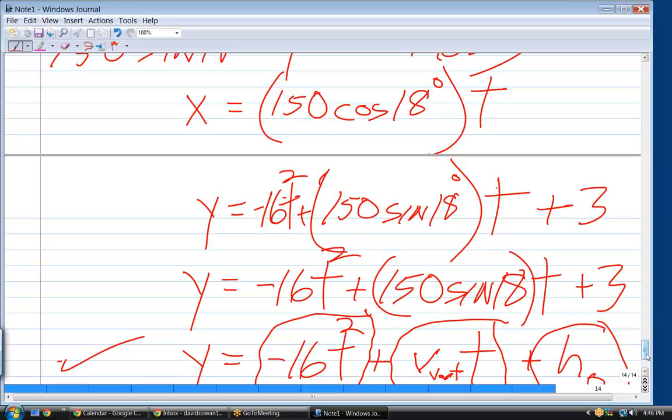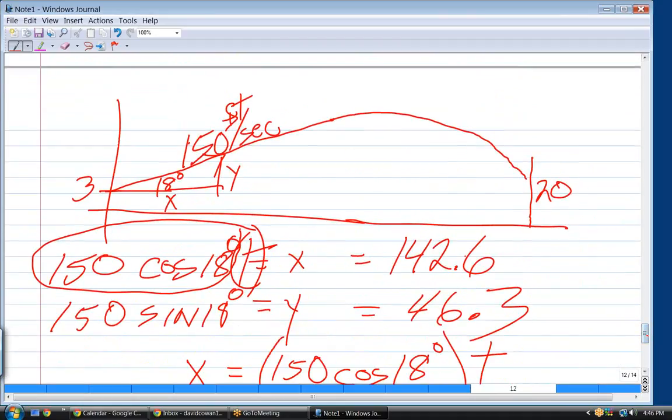In other words, it's gravity that causes this ball to fly in that path. But if I want to know how far it's going to go, well, I have to know at what time does the vertical component reach a height of 20 feet.